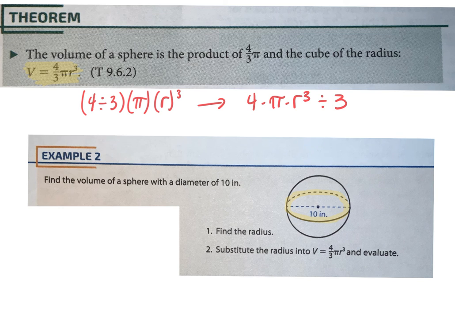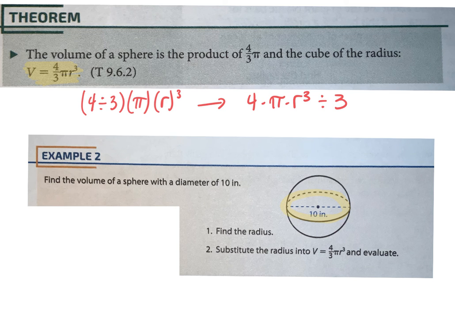Sometimes they'll give you the circumference of the Great Circle and want you to find the volume. What you have to do is back out of that and find your radius. The term Great Circle is referring to this right here. It's where you're going to find the diameter of your sphere.